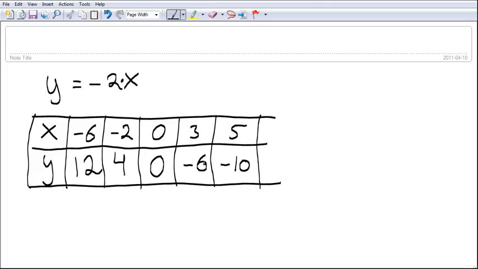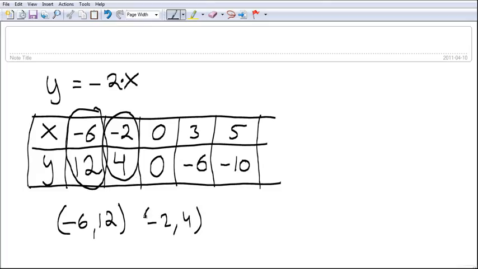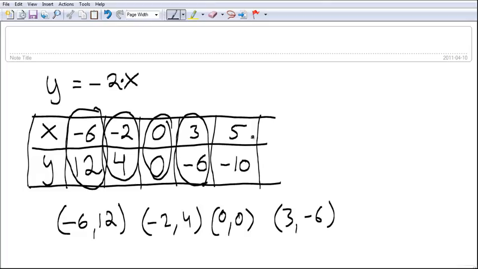Now we have 5 points. Minus 6, 12. We can write it like this. And here we have another point, minus 2, 4. We have 0, 0. We have a fourth point, 3, minus 6. And the fifth point, 5, minus 10.